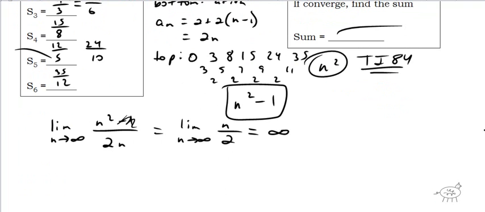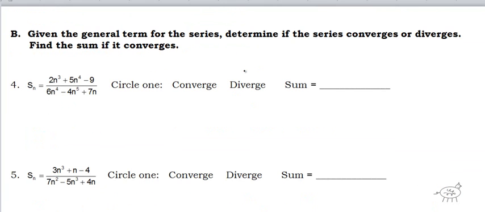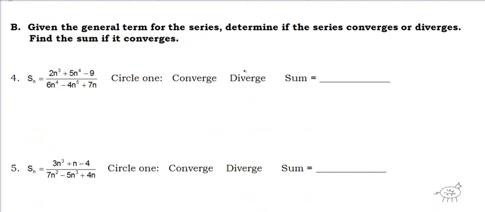Now, real quickly too, if there was a negative in front of there, just be careful. If there was a negative, then you would say negative infinity, okay? But, of course, that was positive. All right, so let's do a little more practice now on just determining if the series converges or diverges, and then finding the sum if it converges. So remember, you're always going to take the largest degree. So this is out of here, and this is out of here.